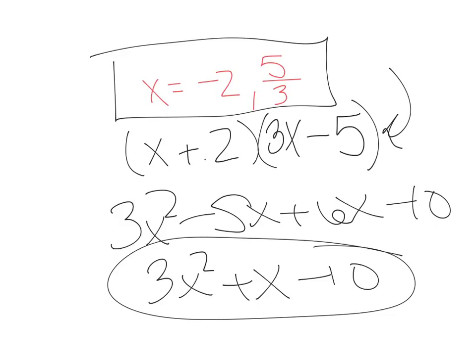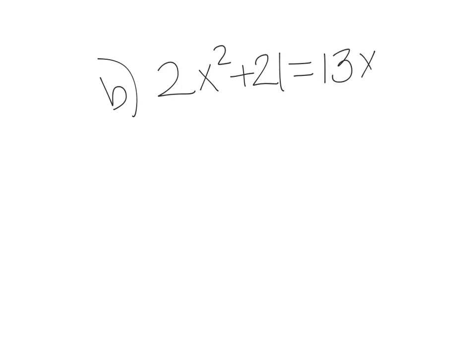Okay. So, you see B there? When I subtract 13x, where should it go? In between 2x squared and 21. It should be like 2x squared, subtract 13x plus 21. Okay, because that would be my bx term. So make sure it's written in standard form.